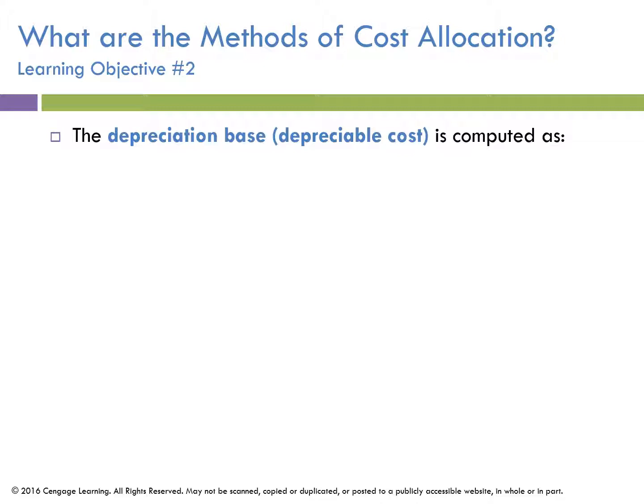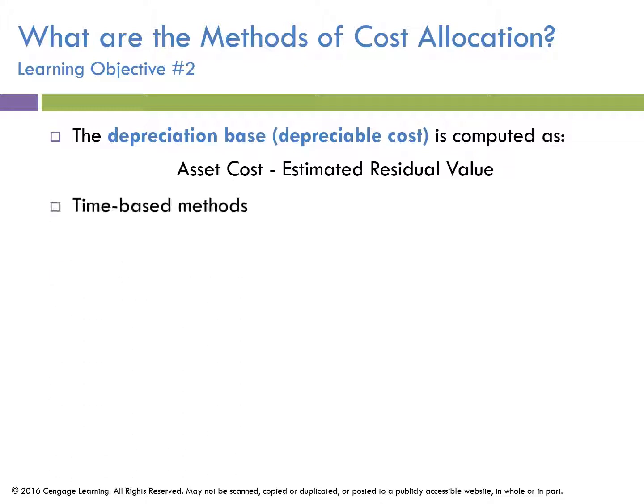Well, first of all, the depreciation base is what we will actually be expensing. And the depreciation cost or base is cost minus estimated residual value. That's how much we expense of the asset. We don't want to expense the part we think we're going to get back at the end. So we subtract it from the cost for purposes of determining how much we can expense.